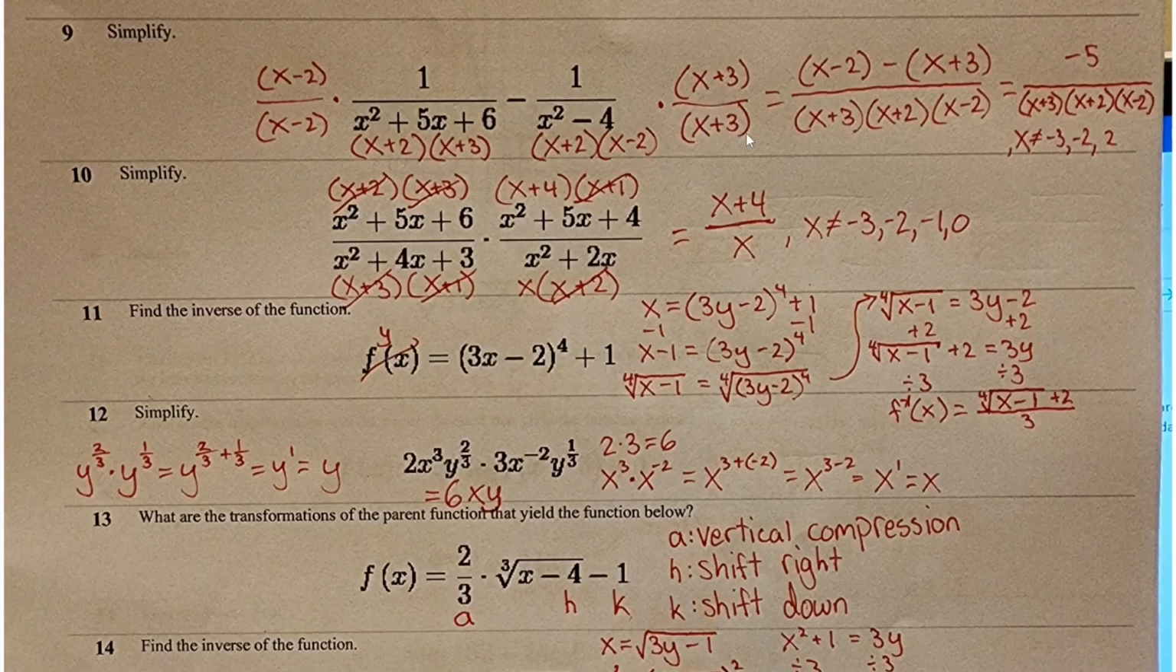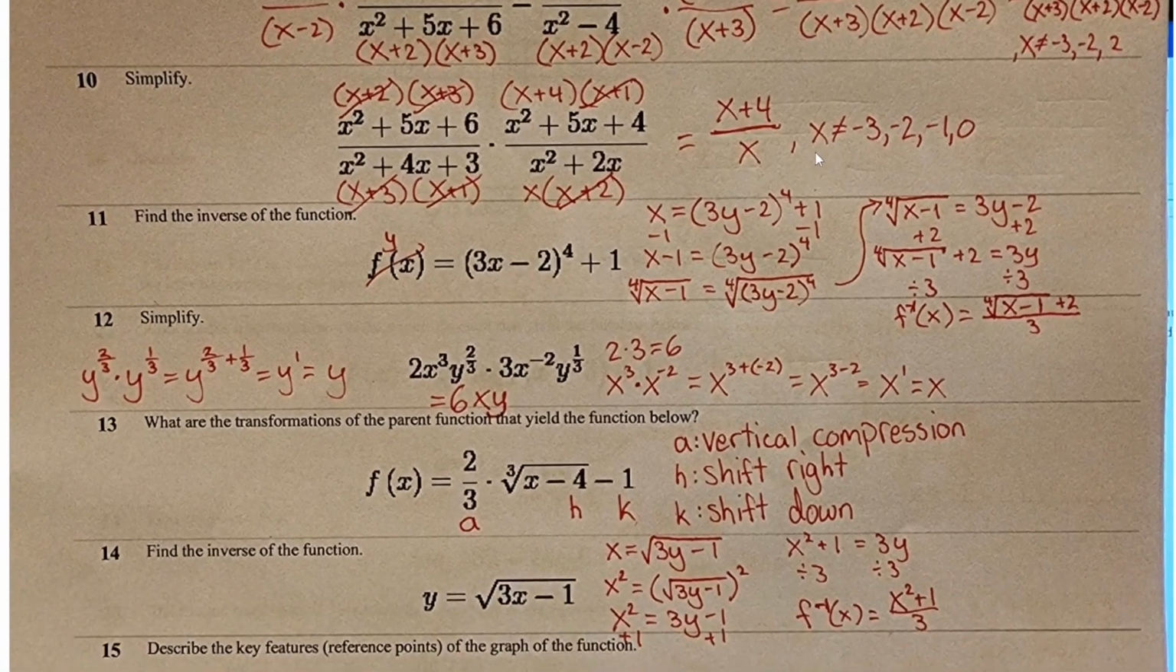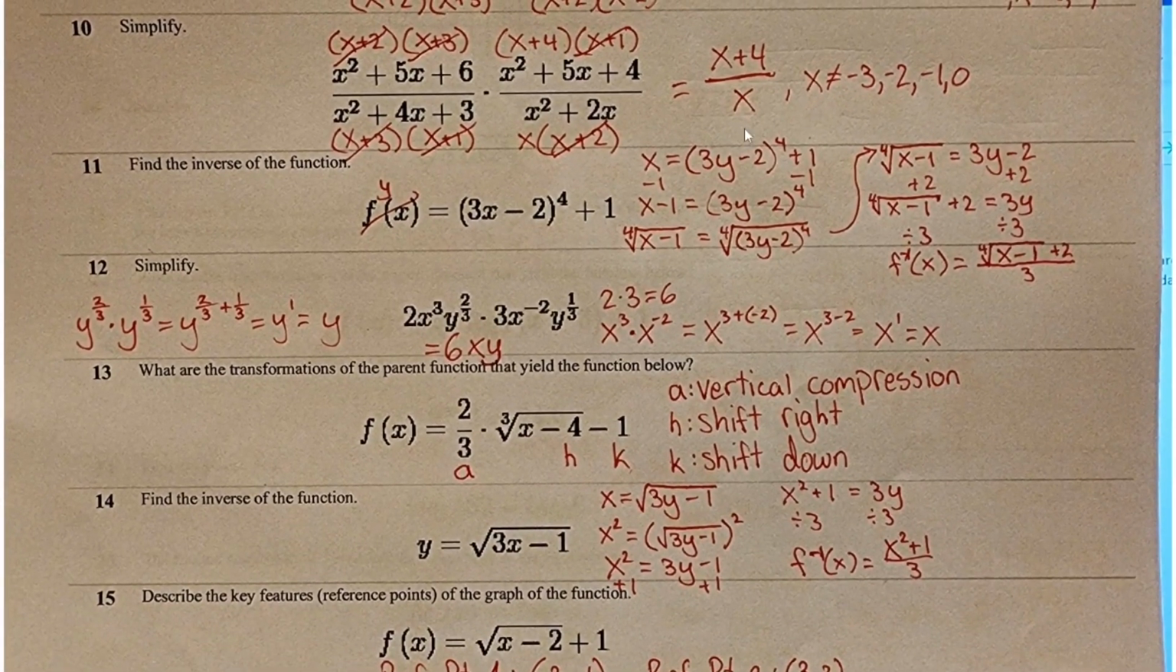And now that they have matching denominators, I can say, all right, well, 1 times x minus 2, that's x minus 2. 1 times x plus 3, that's x plus 3. I am subtracting here, so I do need to subtract this. X minus x cancels. -2 minus 3 is -5, and that's where I get my answer. Excluded values still apply.